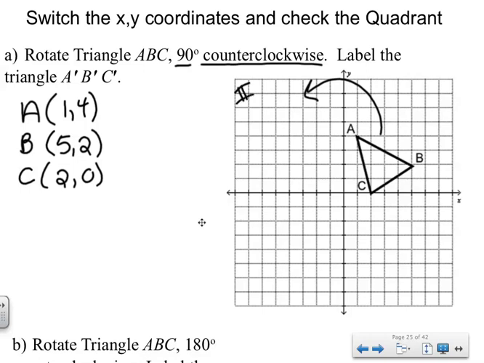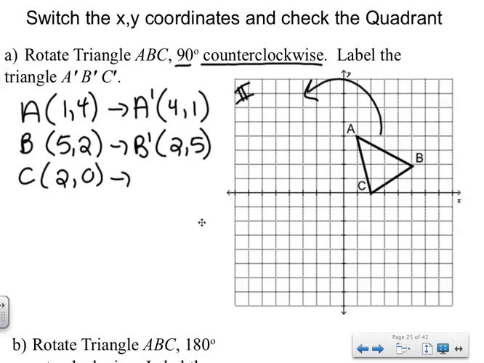And so I need to switch my x and my y coordinates. So I'm going to go ahead and do that. So A prime is now going to be at 4, 1. B prime is going to be at 2, 5. And then C prime is now going to be at 0, 2. So now that I switched my coordinates, now I need to check the signs. So I know in the second quadrant, my ordered pair is going to be a negative and a positive.